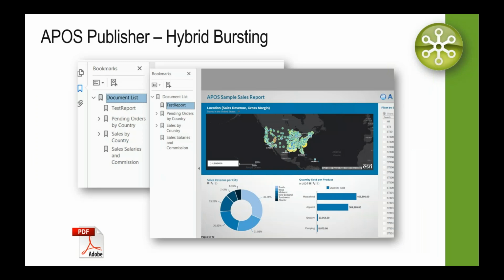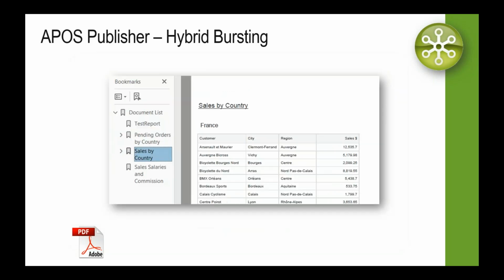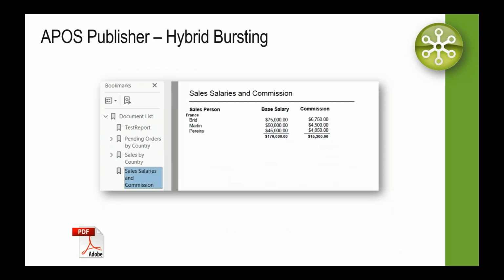So here I'm looking at now a PDF file that has a table of contents, and it's got the test report, which is coming from my SAC environment, and I'm going to combine that with the pending orders, sales by country, and sales and salaries commission reports that are part of the BI environment. So here, again, I want to emphasize we're looking at the exact same PDF document, but all of the different components, all of the different reports are combined in that. So the ones from BI and the ones from SAC.